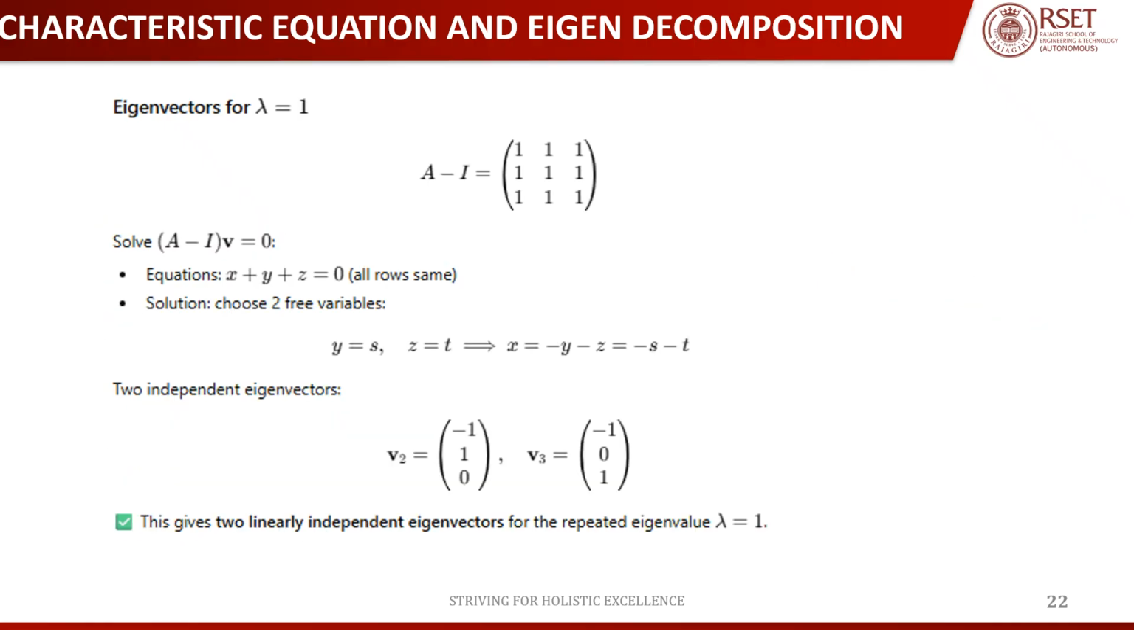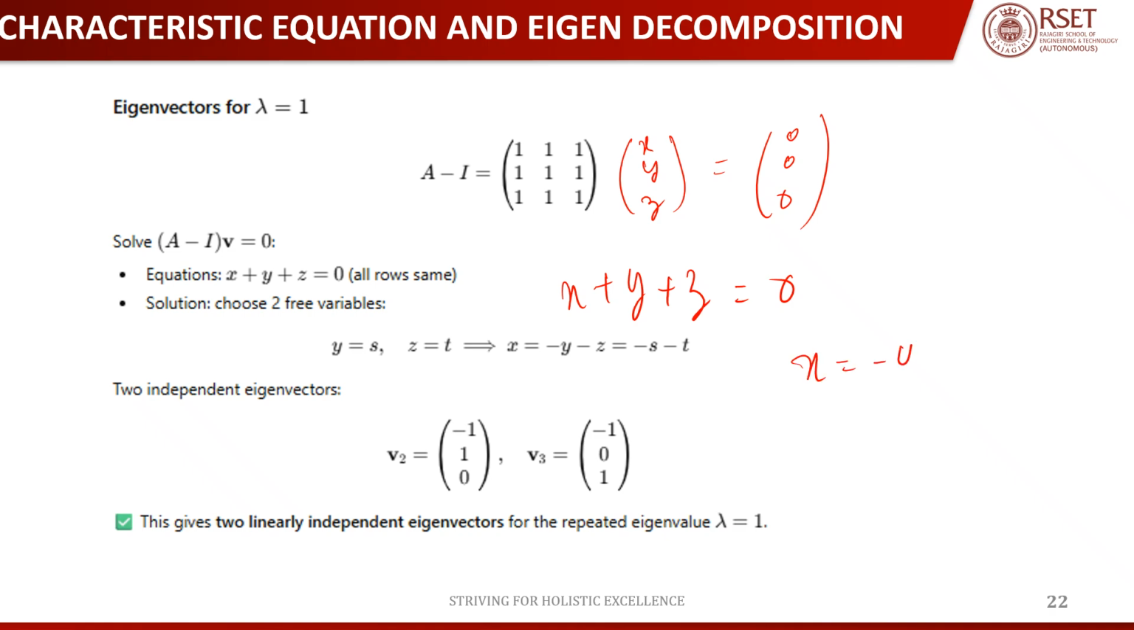Now we have the case when lambda equal to 1. When lambda is equal to 1, find the value of A minus 1 times I. You have the matrix. Then take v to be x, y, z, and when multiplying them and equating that to 0, 0, 0, we have x plus y plus z is equal to 0 from all the three equations. So the only thing you can do is x is equal to negative y minus z.